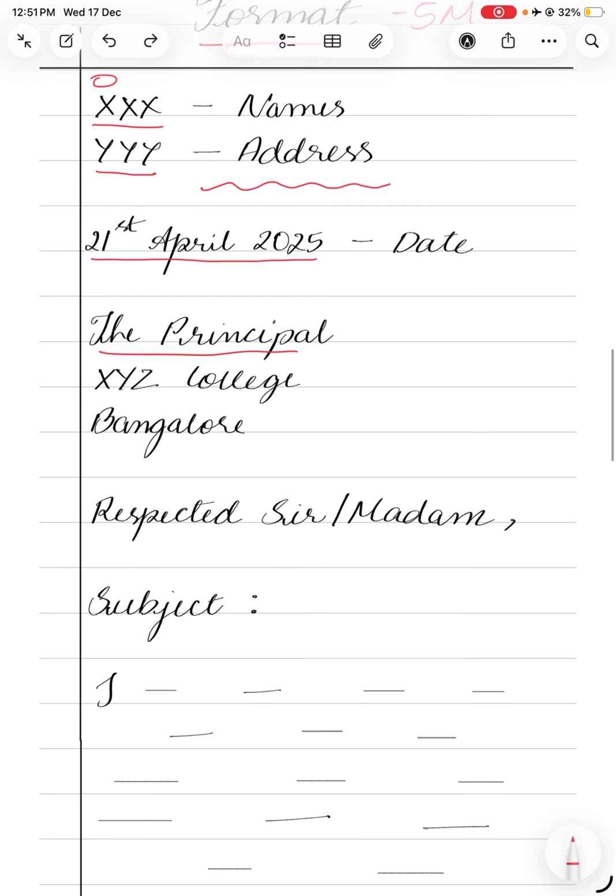You're writing it to the principal of a neighboring college, and I've written Balaram PU College. I might be studying in any college, so for the neighboring college also, I can write any college name. Need not have any doubts there. Now moving on, "Respected Sir/Madam," the comma becomes absolutely necessary, right? And then moving on to the subject.